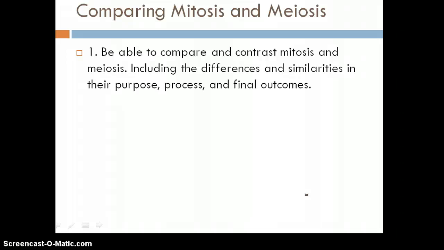All right, comparing mitosis and meiosis, be able to compare and contrast them, including the differences and similarities in their purposes, process, and final outcomes. So a couple things we can go through here. We did this in our notes a couple different ways. We put them in your notes packet in a little chart, but we also made a Venn diagram of them in class, so if you could go back and refer to that. So mitosis has one division, two daughter cells, and it's diploid to diploid.